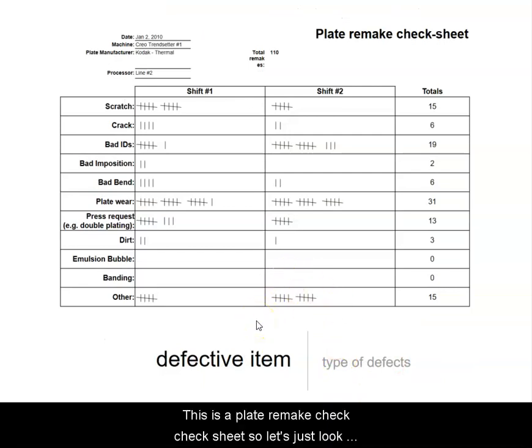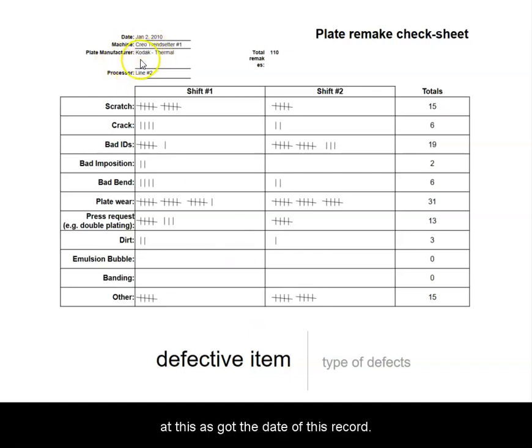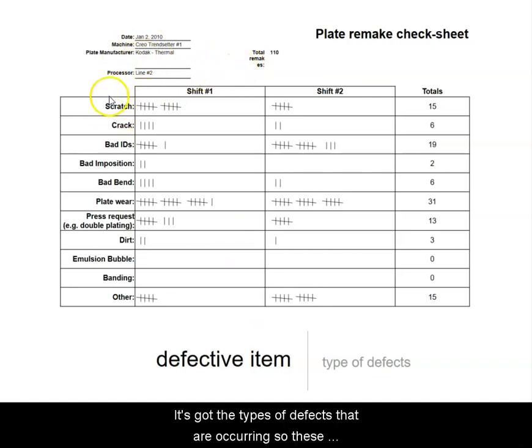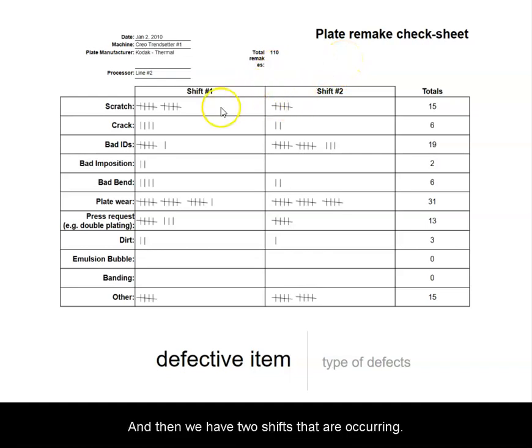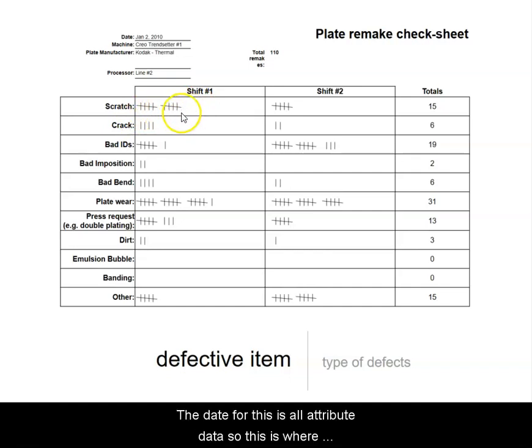This is a plate remake check sheet. So let's just look at this. It's got the date this occurred. It's got the types of defects that are occurring. These are physical plates on a printing press. And then we have two shifts that are occurring. And then we just count, so this is all attribute data.